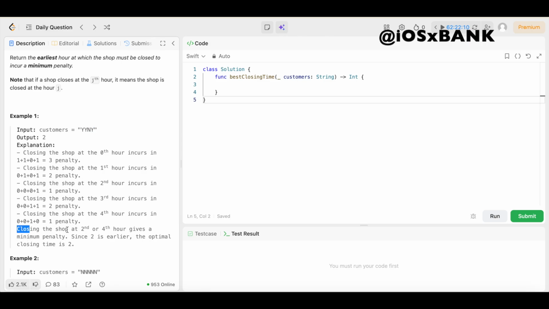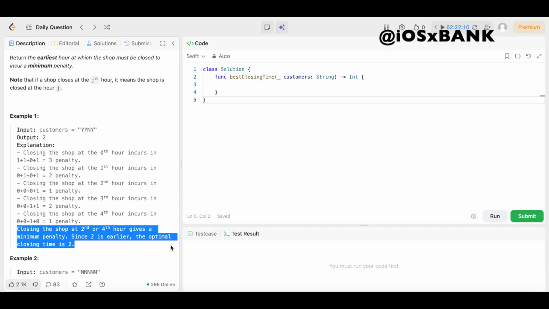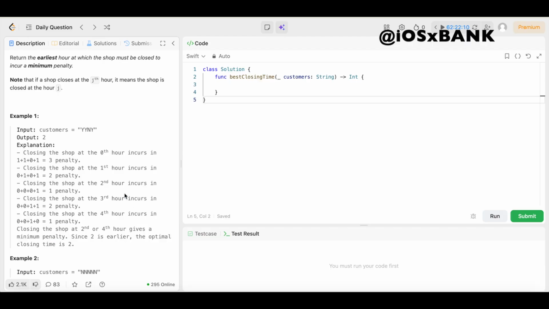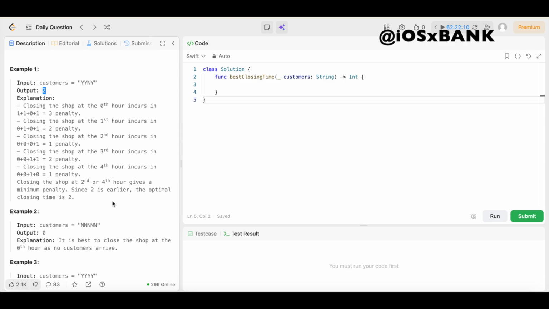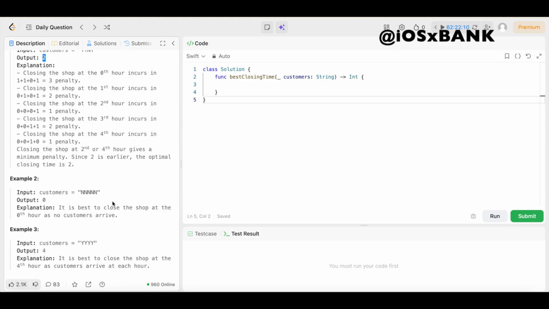So closing the shop at the 2nd or 4th hour gives a minimal penalty, and since 2 is earlier, the optimal closing time is 2. We could close the shop right here in the 2nd hour, so we're returning 2. Right here we'd have a penalty of 1, which is a minimum penalty, and right here we'd also have a penalty of 1, which is a minimum penalty. But since this one occurs sooner, that's why we return 2. Now, just in case that didn't make sense, let's take a look at example 2.